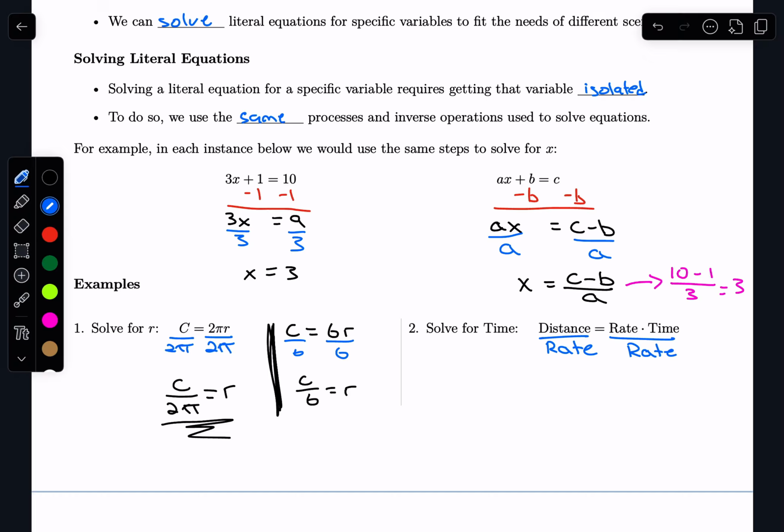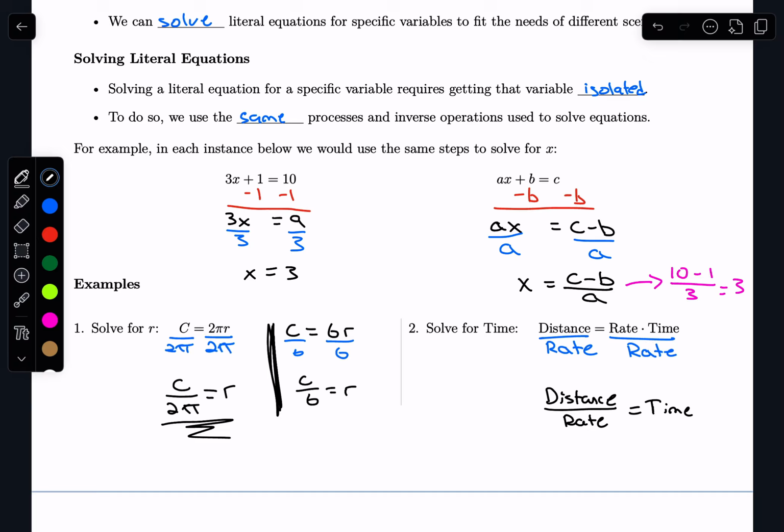So if we had a number times time and we want to get time isolated, we just divide by whatever that number is. We do the multiplicative inverse. So the opposite of multiplying by rate is dividing by rate. I do that on both sides. The left becomes distance divided by rate, and the right side is just time because the rates canceled out.